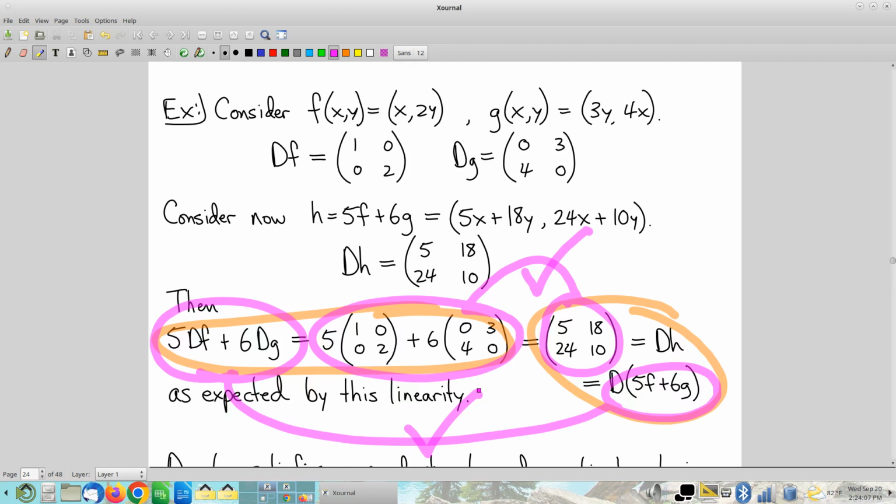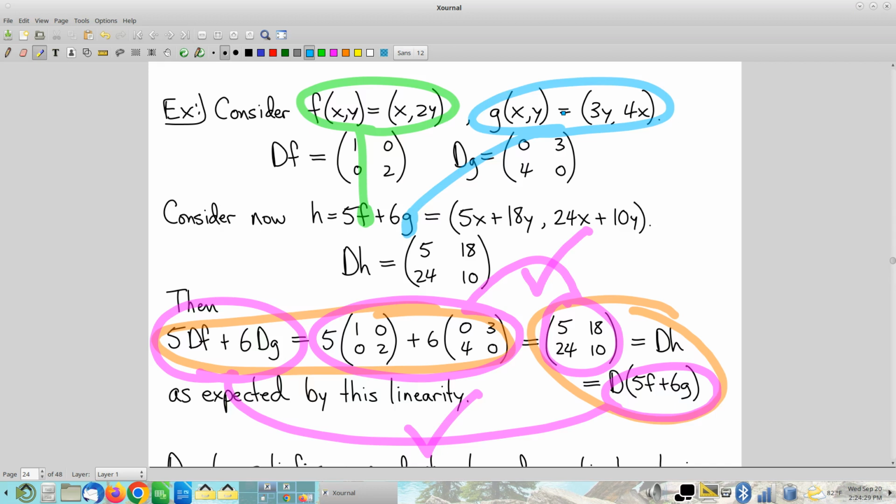Okay, yeah. So when you say h is equal to 5f plus 6g, how did you get to the next part? Because I'm trying to... Oh, yeah. So for f, I took this formula, and for g, I took this formula, and now let's just do this one coordinate at a time.